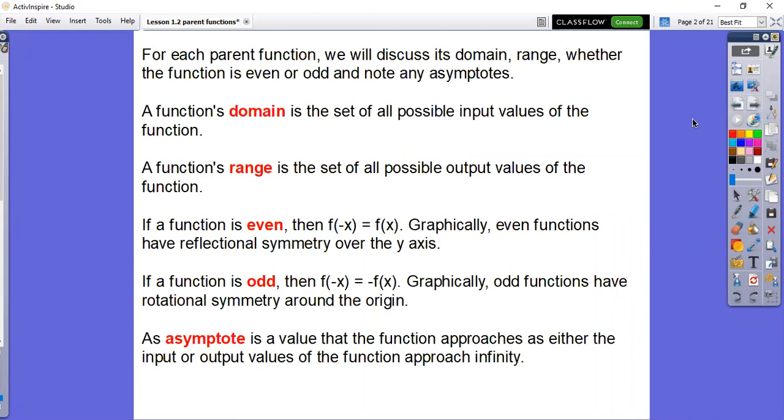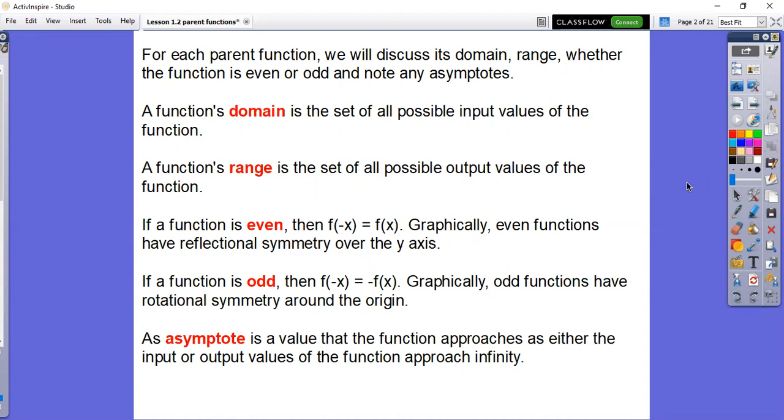So before we do that, just want to talk about a few aspects of functions. So we know that domain is the set of possible input values. Range is the set of all possible output values. From algebra, you should have talked about even and odd functions. If not, basically what an even function is, if you input f of negative x, you get back out f of x, then it's an even function. And even functions have reflectional symmetry across the y-axis. For odd functions, f of negative x is equal to negative f of x. And graphically, they have rotational symmetry around the origin.